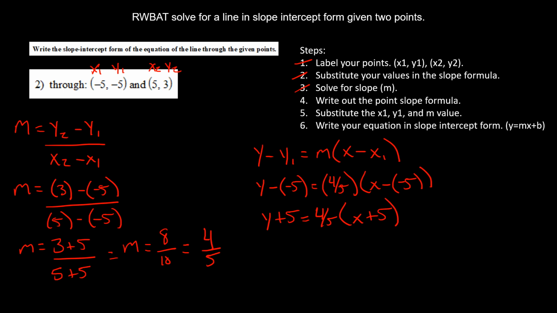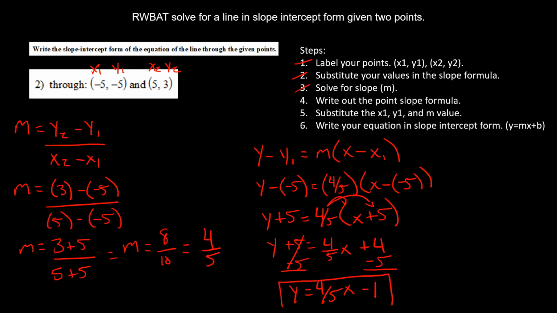Okay, let's go ahead and distribute this 4 over 5. So we'll get y plus 5 equals 4 over 5 x. 4 over 5 times 5. So let's do 4 times 5 is 20. 20 divided by 5 is 4. So we'll have plus 4. Next we'll do minus 5 to both sides. This simplifies out. So we're left with y equals 4 over 5x minus 1. And that is your answer.